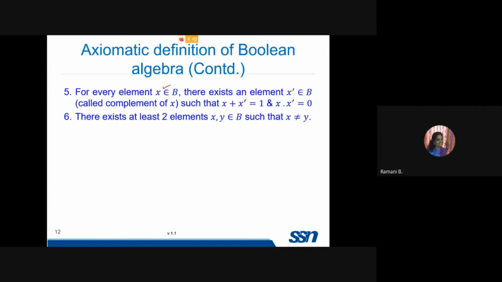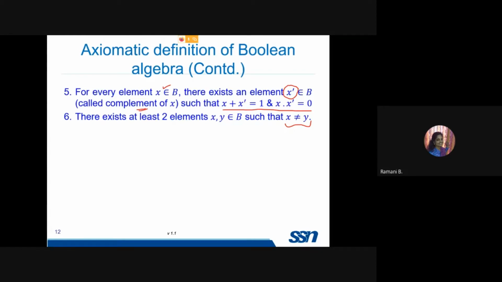Other than that, with the Huntington postulates, for every element x belonging to B, there exists an element x bar, which we call the complement. This also satisfies the conditions x plus x bar is equal to 1, and with respect to the dot operator, x dot x bar is equal to 0. The sixth postulate is that there exist at least two elements x, y in the set B such that x is not equal to y. So you will have two distinct elements in the set.